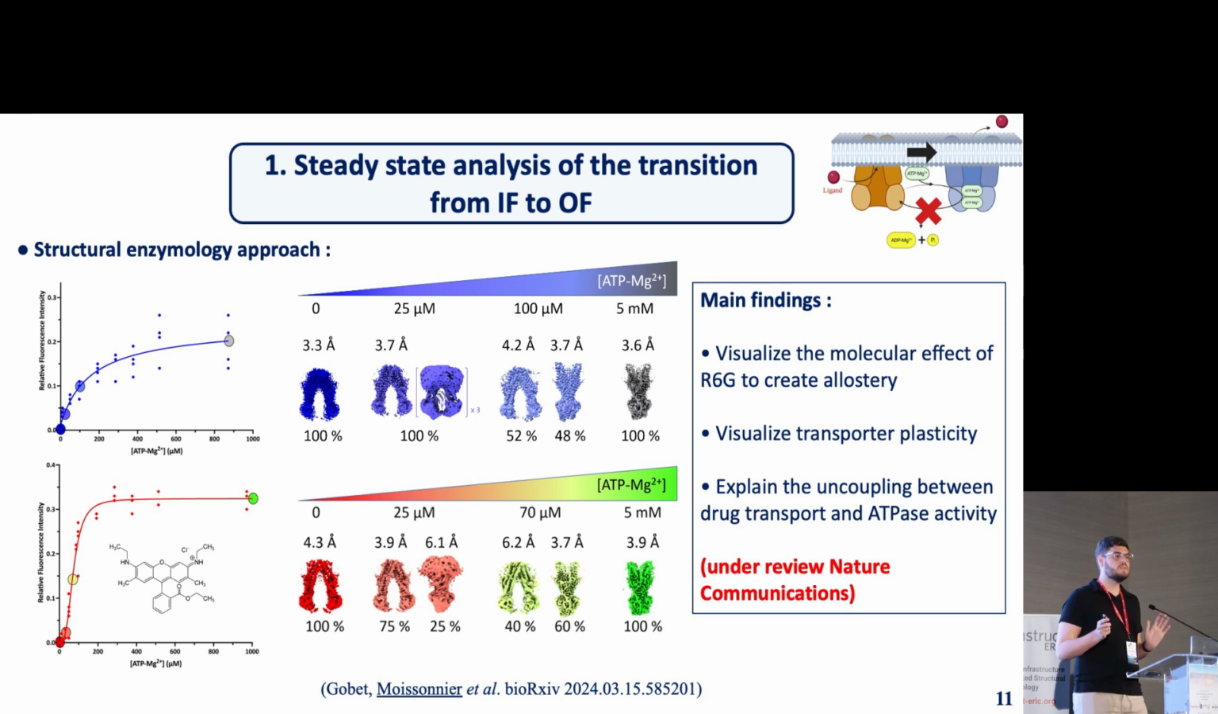Without going into the details, there are three main findings. We can visualize the molecular effect of rhodamine because it plays an effector role. We can visualize the transporter plasticity thanks to molecular dynamics and 3D variability analysis. And other biochemical experiments explain the uncoupling between drug transport and ATPase activity. This work is currently under review at Nature Communications.